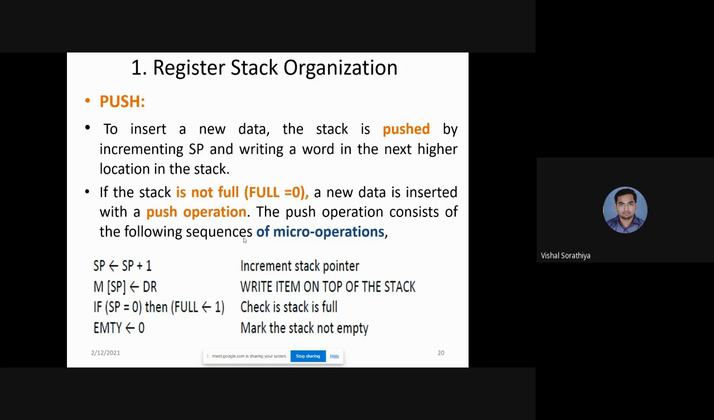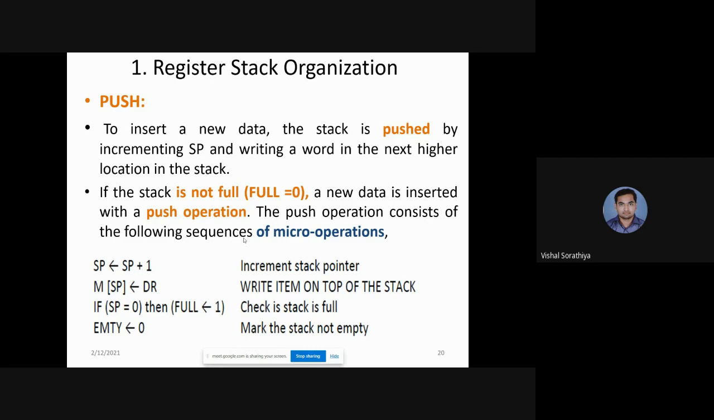The push operation consists of the following sequence of micro-operations. Behind this push instruction, all of this is working. Push is used to insert new data in the stack location. But what's the condition? The full bit should be 0. It means there is some space available in your register stack.